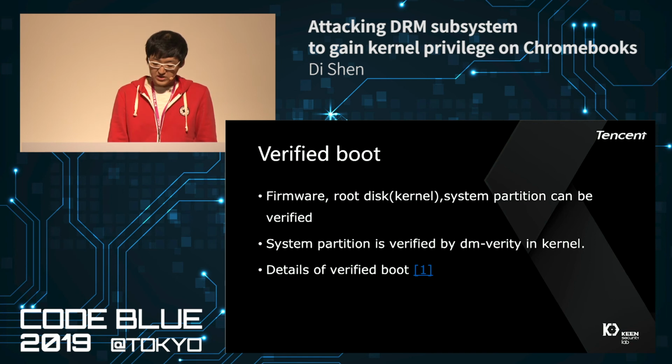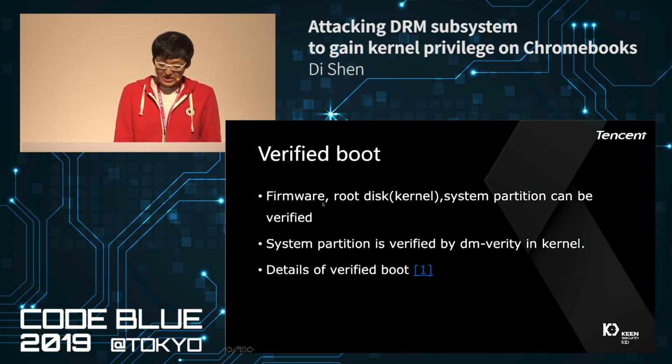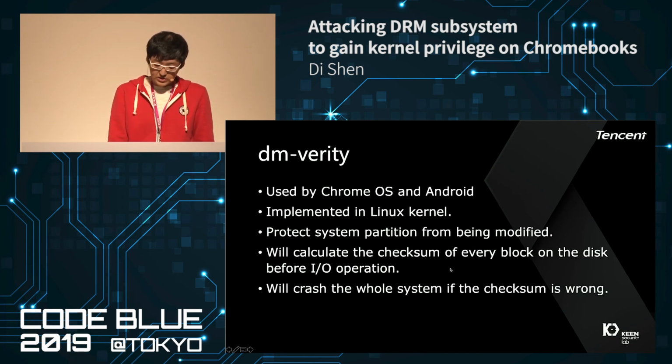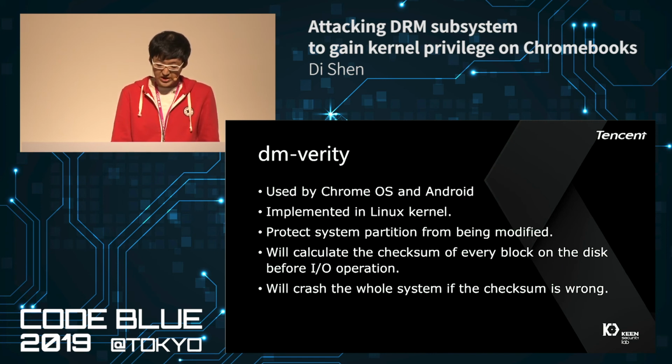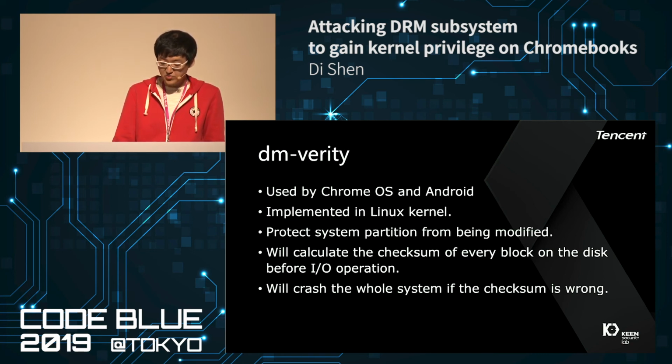Chrome OS can verify the boot chain while the system is booting up. That is verified boot. Firmware, ramdisk, and system partition can be verified, and especially the system partition is verified by DM-verity in the kernel. DM-verity is a kernel module developed by the Chrome team, but now it can be used on Chrome OS and Android. It can protect the system partition from being modified, and it will calculate the checksum of every block on disk before I/O operation. So it will crash the whole system if the checksum is wrong. If the system partition is modified by a malicious program, Chrome OS will know that and will enter a boot loop, which means you cannot boot up the system anymore.